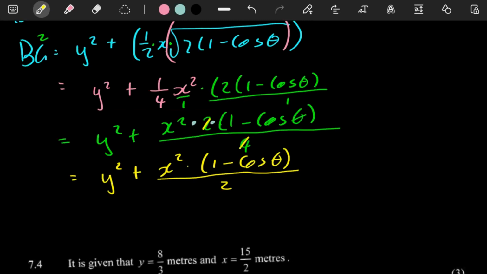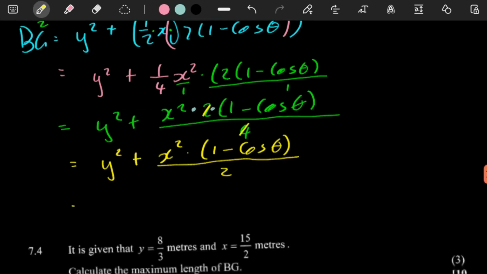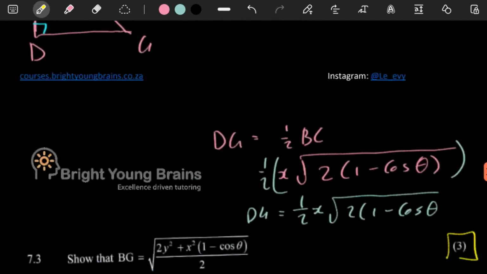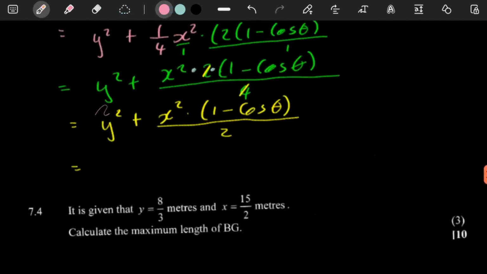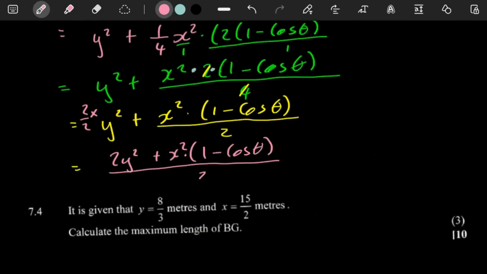Oh, we can just get an LCD, actually. Reason is, you see here, our equation here has 1 denominator. So getting an LCD, it means that this is going to times by 2 and 2. So you're going to have 2y squared, and then x squared here, 1 minus cos theta. The whole thing over 2.